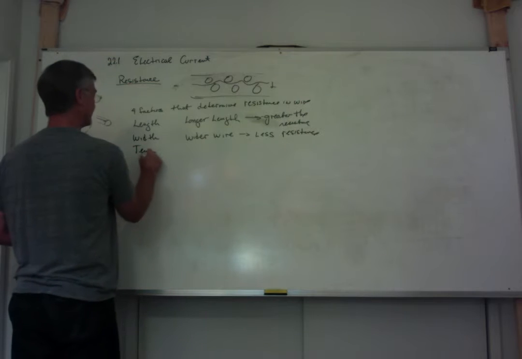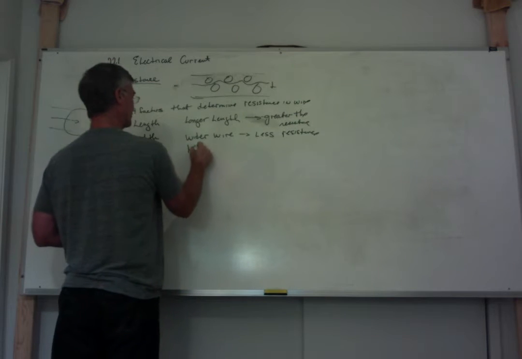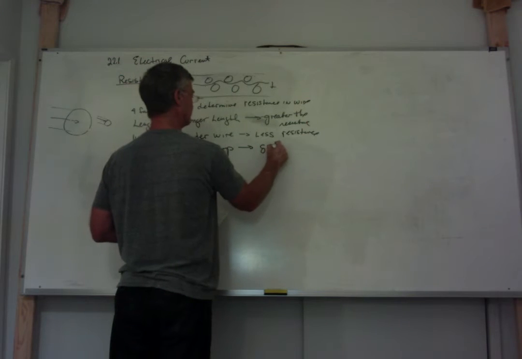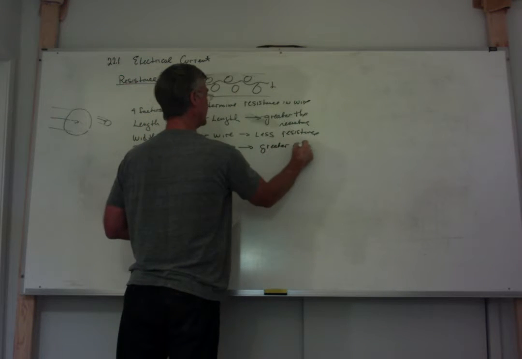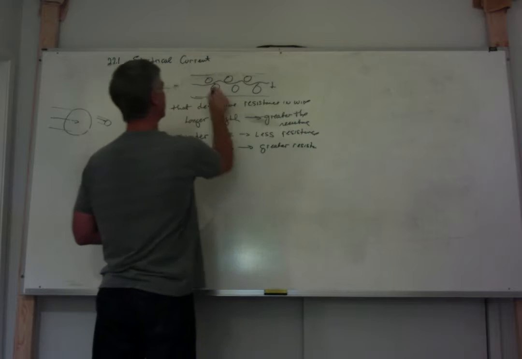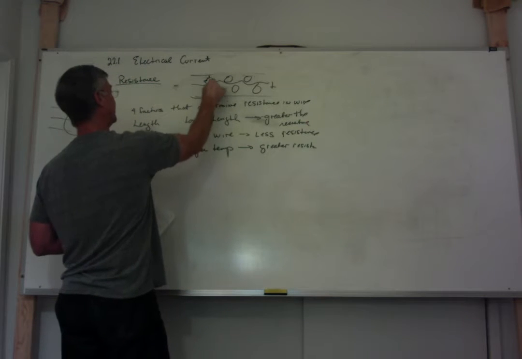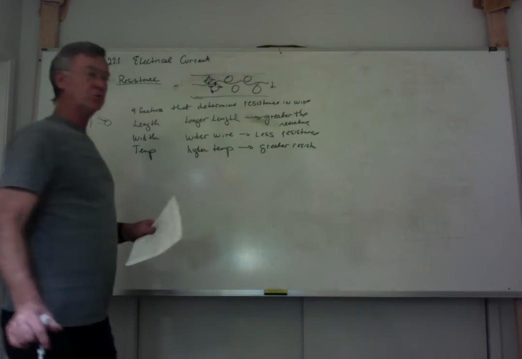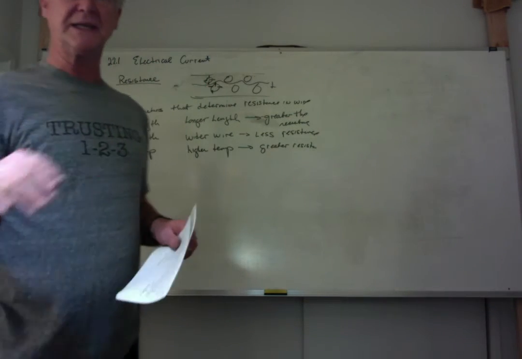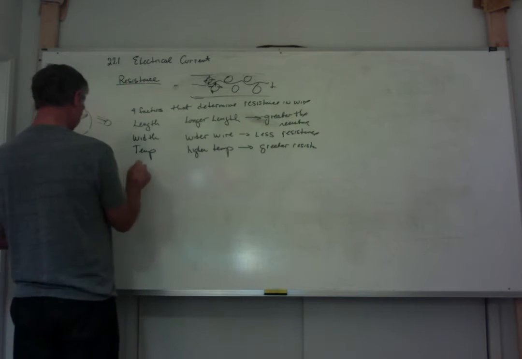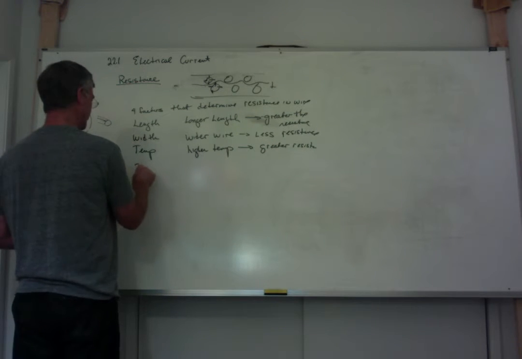Temperature. The higher the temperature, the greater the resistance. And that's because when you start raising the temperatures, these atoms start bouncing back and forth, and they effectively cause there to be higher resistance. The electrons are bumping into them more, if you want to think of it that way. And then lastly is the type of material.